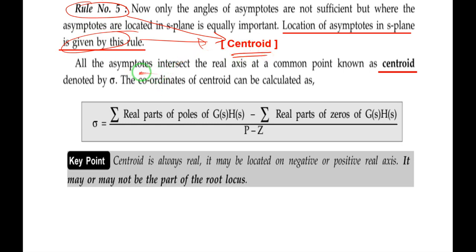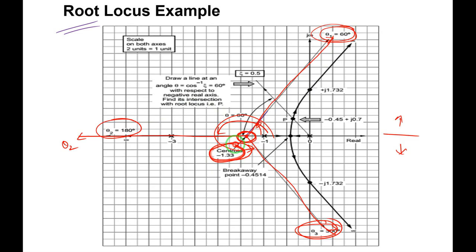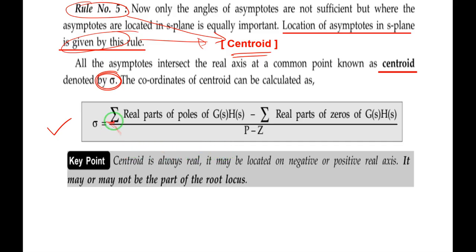Centroid. All the asymptotes intersect the real axis at a common point. They are intersecting there, right? This common point is known as the centroid, and it is denoted by sigma. How do we calculate this centroid sigma? We have calculated here sigma equal to minus 1.33. How to calculate this? Sigma is equal to the summation of the real parts of the poles, only the real parts, not the imaginary parts, of the open loop transfer function G(s)H(s), minus the summation of the real parts of the zeros of the open loop transfer function G(s)H(s), divided by p minus z. This is sigma, right?